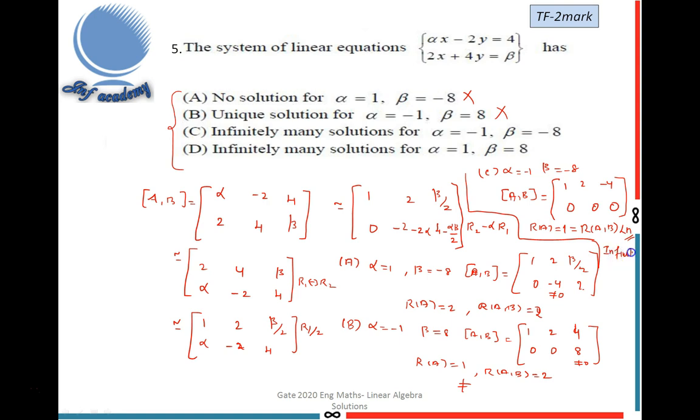So in this case it has infinite number of solutions. When alpha equal to minus 1, beta equal to minus 8, this system has infinitely many solutions. So alpha equal to minus 1, beta equal to minus 8 is the correct answer. Infinitely many solutions for alpha equal to 1 and beta equal to 8 is a wrong answer, because infinitely many solutions occur only when alpha equal to minus 1 and beta equal to minus 8. So option C is the correct answer. Answer is option C. This is a GATE 2017 engineering mathematics question.